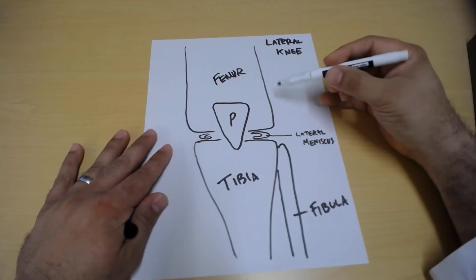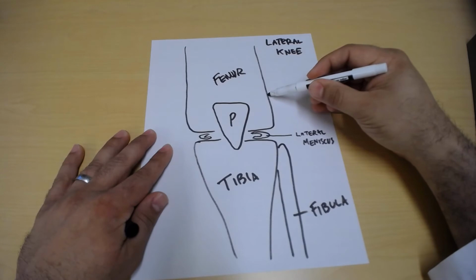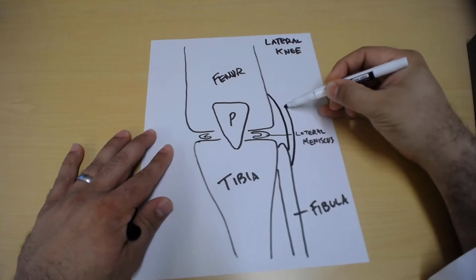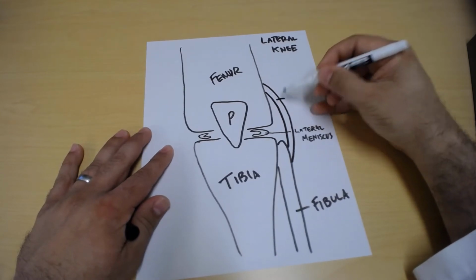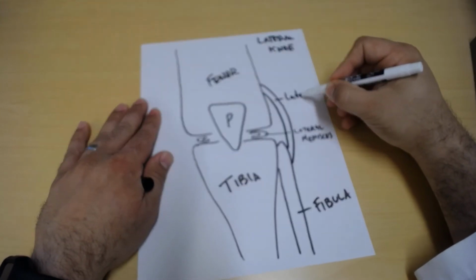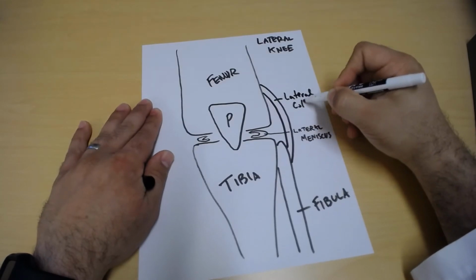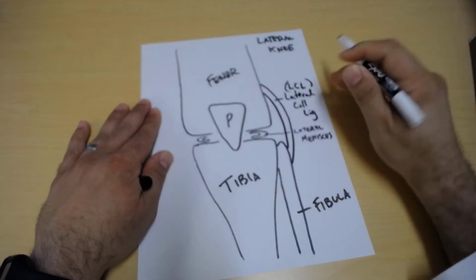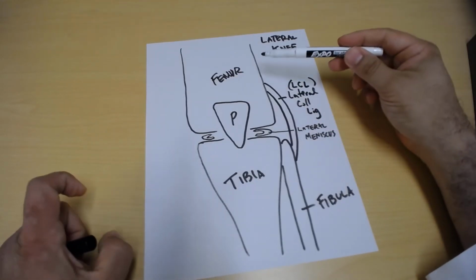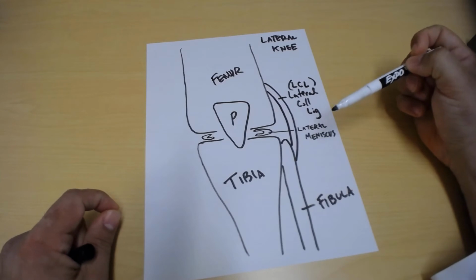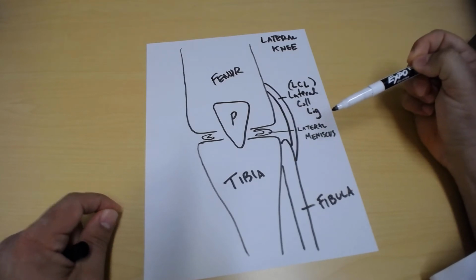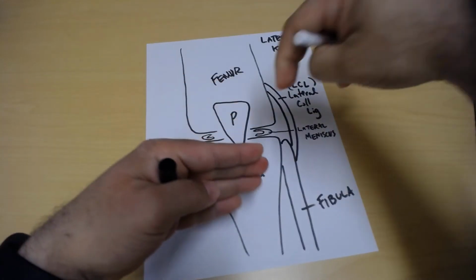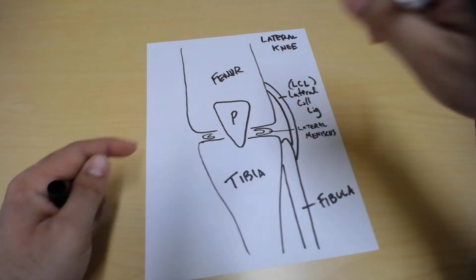Now, next to that structure, we have what we call the fibular collateral ligament, or also known as the LCL, lateral collateral ligament. This ligament holds the femur to the fibula. So injury to this ligament will typically occur with some type of stress that comes from the inside or medial side of the knee and causes this ligament to get stretched, okay?